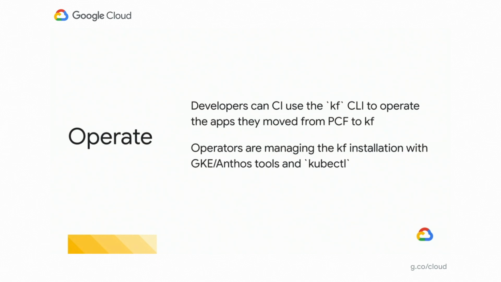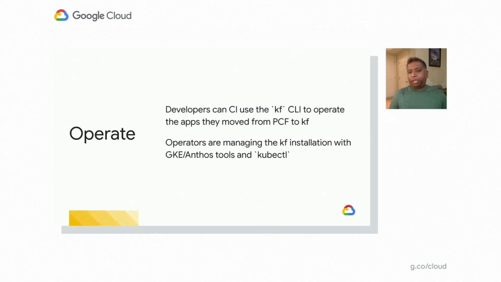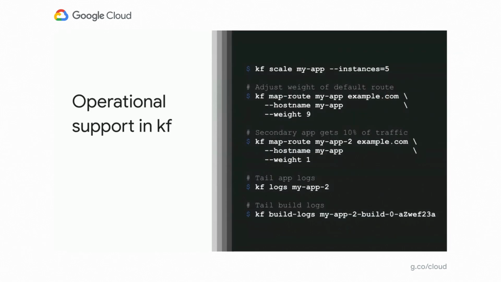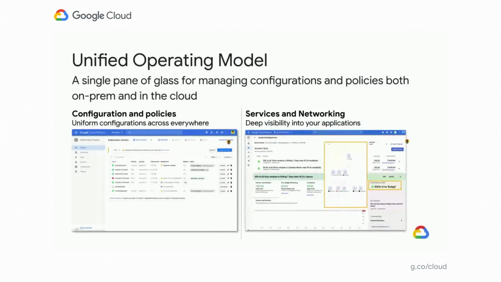Once you have deployed the application, now you get to the portion where you're operating it. So the developers can use the various command line arguments which are available to operate the applications which they moved from PCF to KF. And operators can use the KF installation with the GKE and Anthos tools to manage the deployments. So here you see examples of some of the KF commands developers can use to look at their applications. They can use kf scale to scale out their applications. They can use kf logs to look at the logs generated by their application.